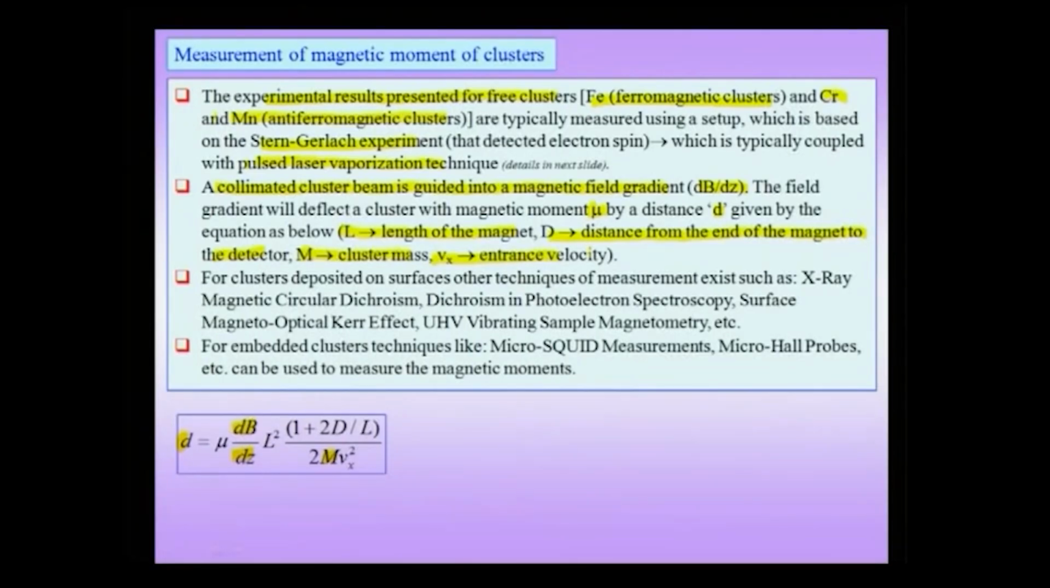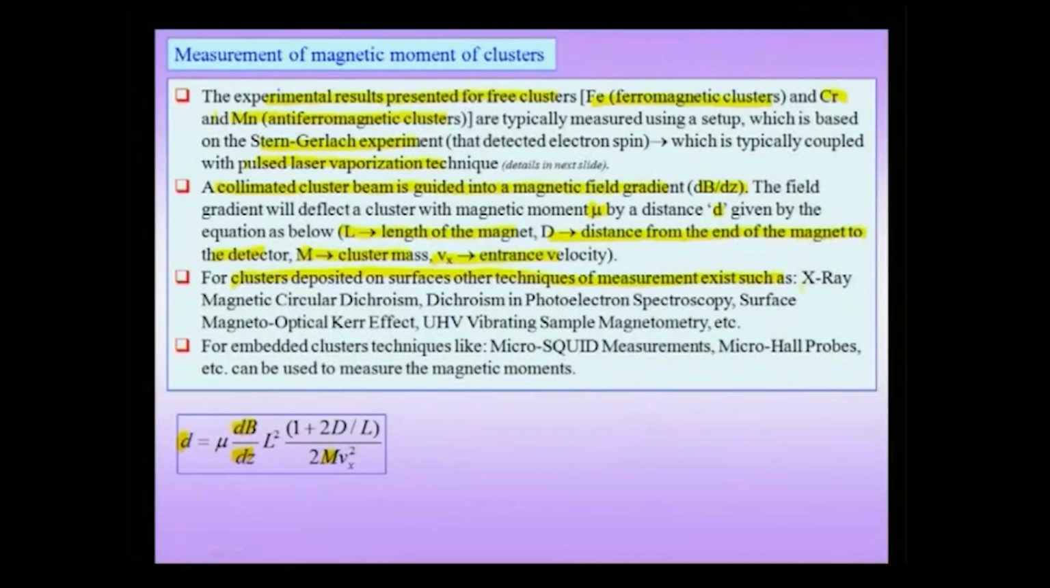As I pointed out, there are other kinds of magnetic particles, those which are embedded in a second phase in a matrix, or those which are deposited on surfaces. And for clusters deposited on a surface, other techniques of measurement exist. That means the technique mentioned above is not suitable for that purpose, as in such a technique you need a stream of these magnetic particles, and these magnetic particles will then be deflected by the magnetic field and put through a mass spectrometer.